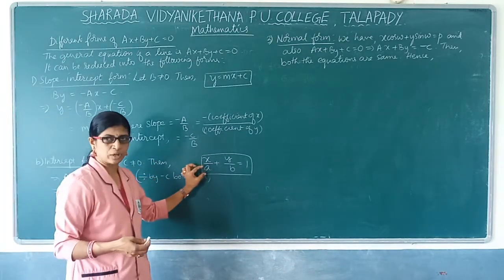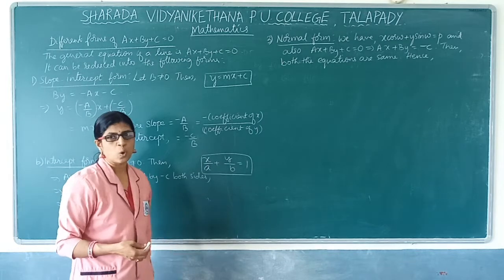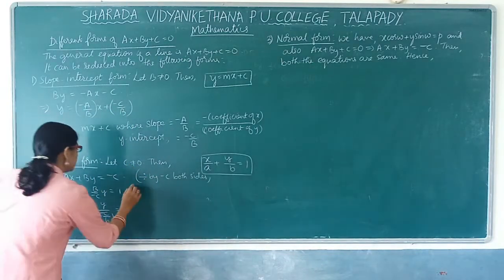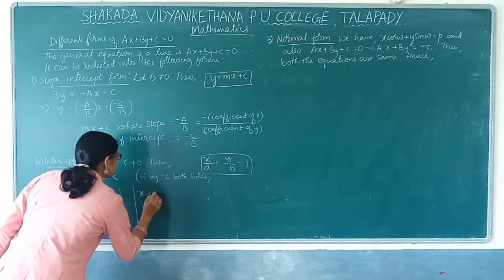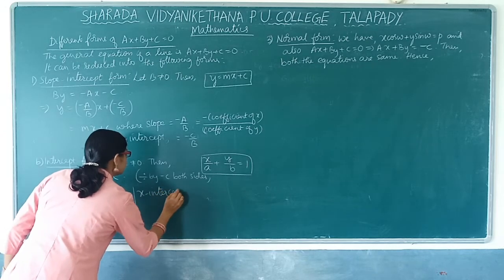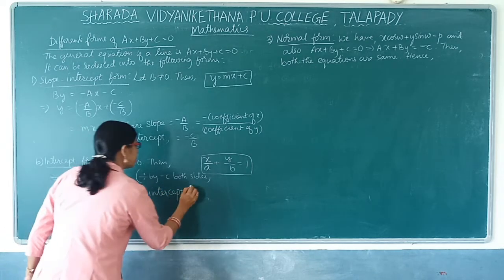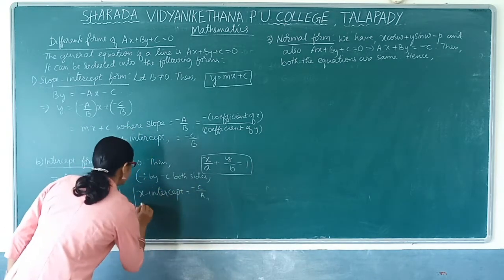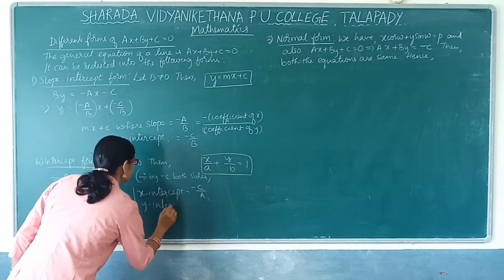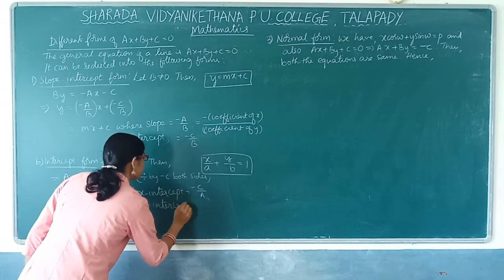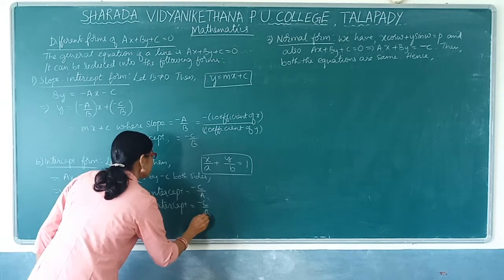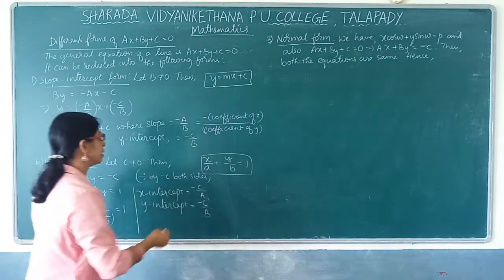So what is the x-intercept here? Here a stands for the x-intercept and b stands for the y-intercept. So what is the x-intercept here? The x-intercept is equal to minus c by a and the y-intercept is equal to minus c by b. So these are the x and y intercepts.